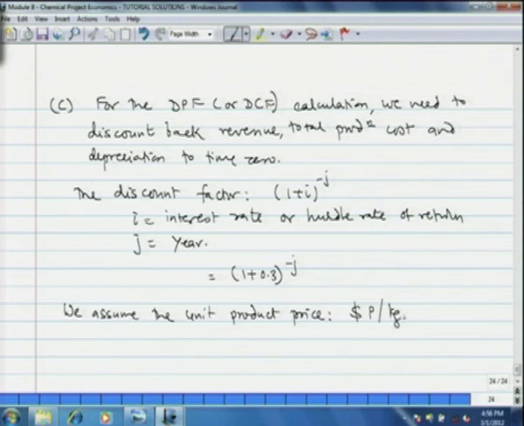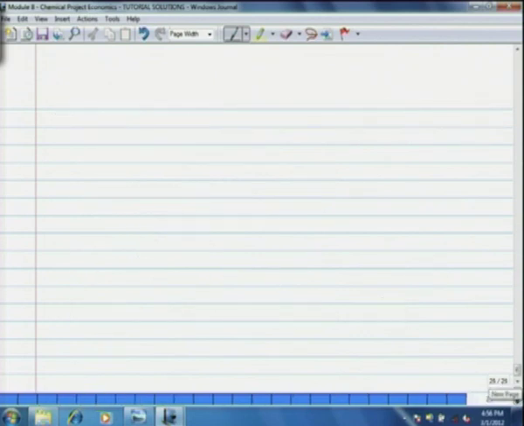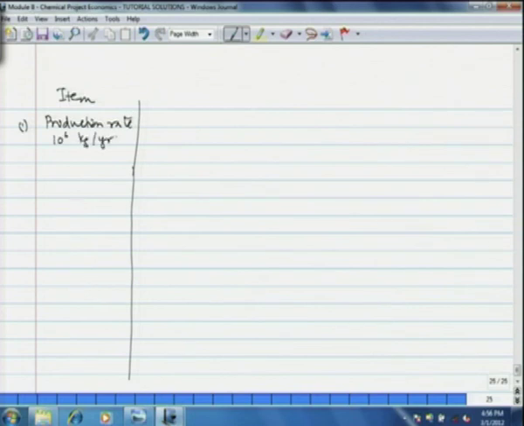We have to prepare a table of the discounted revenue, discounted profit, discounted depreciation. So I will show here the first few years of the table, and the rest you can calculate yourself. The first item is the production rate, 10 to power 6 kg per year. Then second is the total revenue, again 10 to power 6 dollar per year.